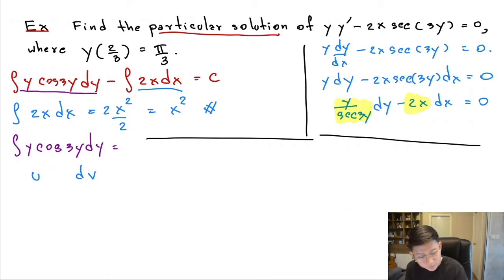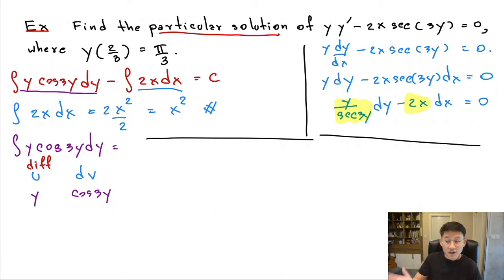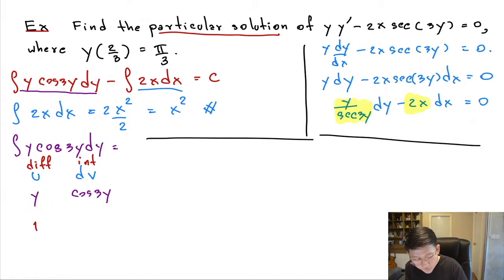Okay, so here u will be y, right? Because you can differentiate y, and dv is cos of 3y. On one side, you keep differentiating, and on the other side, you keep integrating. So the derivative of y is 1, and then it's 0, right? It's dy by dy, by the way. And the integral of cos of 3y is actually sine of 3y.